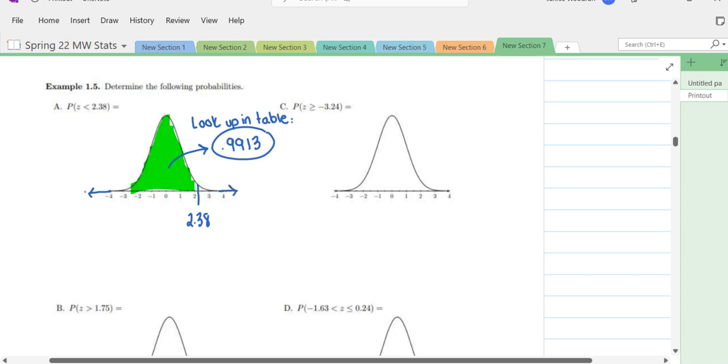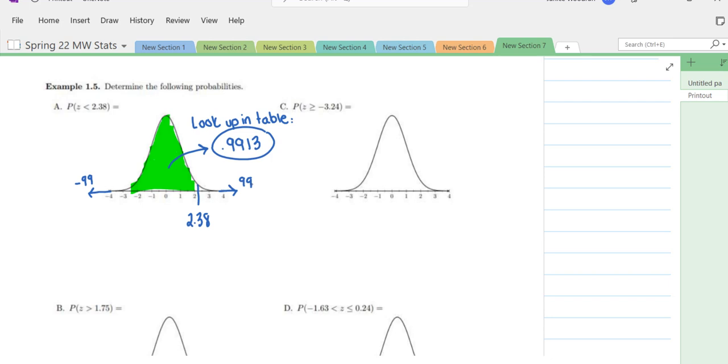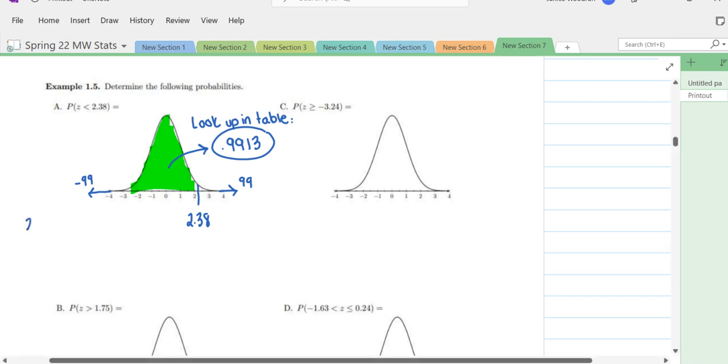So what would this value be on the left? It would be negative infinity, but we can't write that in the calculator. So every professor will tell you something different for this. I just use negative 99 and positive 99, and that's fine. Some do negative 999, positive 999. That's fine too. But what you're going to do for the calculator is second, then your distribution.